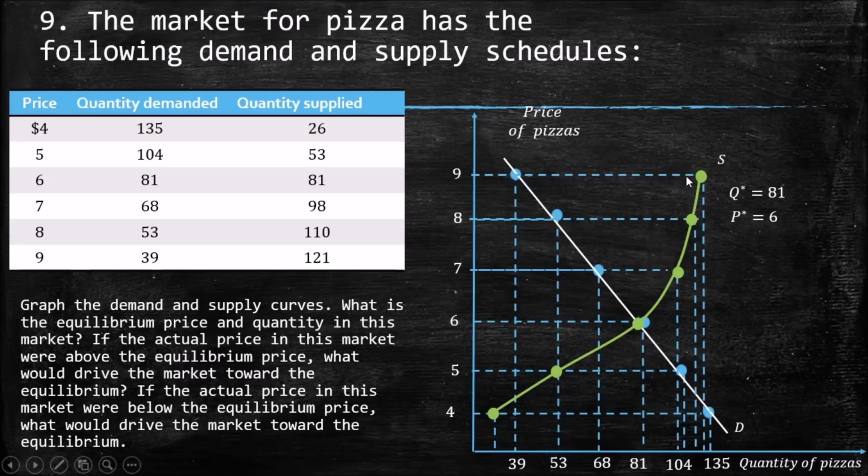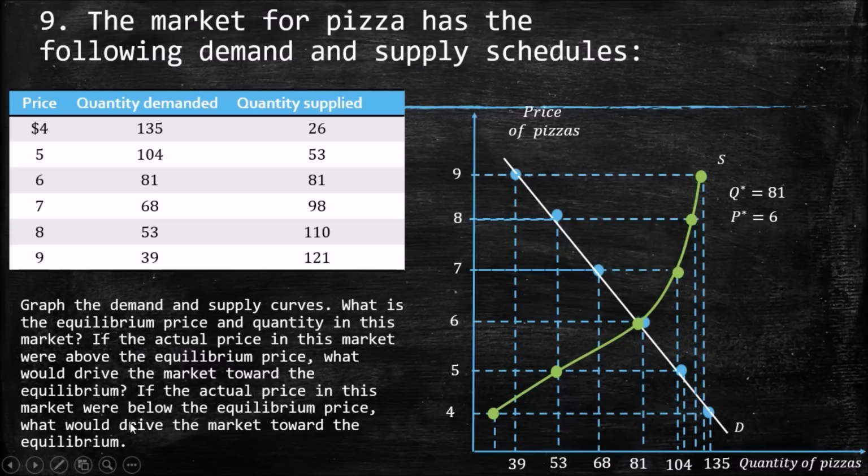Okay, so what about the equilibrium quantity and price? It's going to be where the quantity demanded is exactly the same as the quantity supplied. This is the case of 81 pizzas at the price of $6.